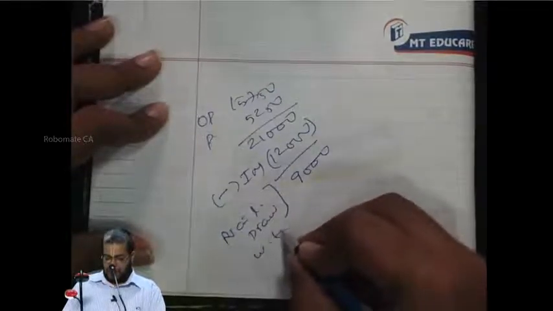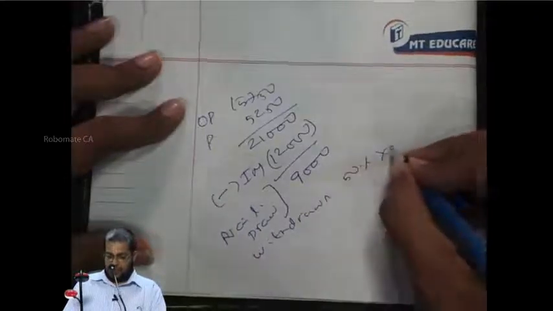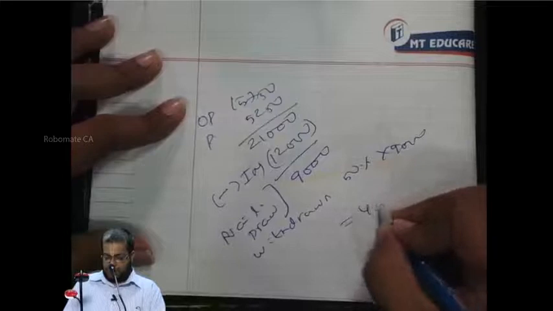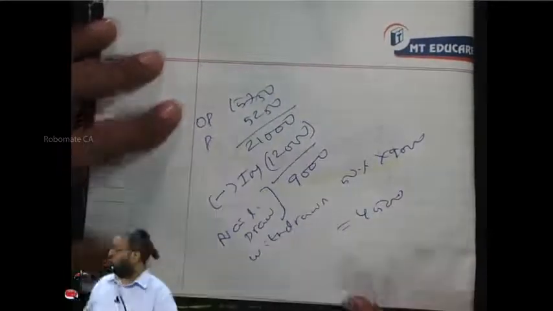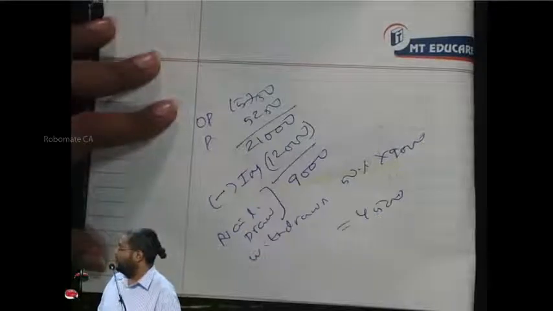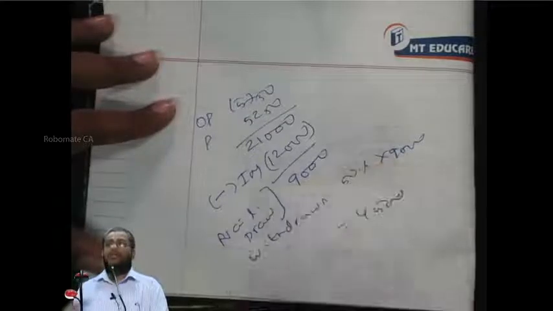Withdrawn. That is 50% of 9,000, is how much rupees? 4,500. Withdrawn 50% of 9,000, 4,500. Everybody, are you understanding it or not? One more working note.